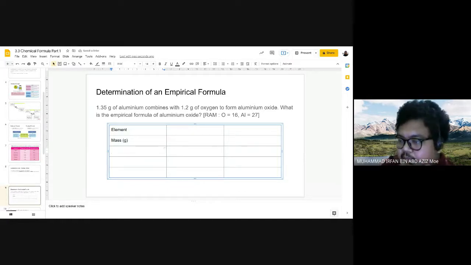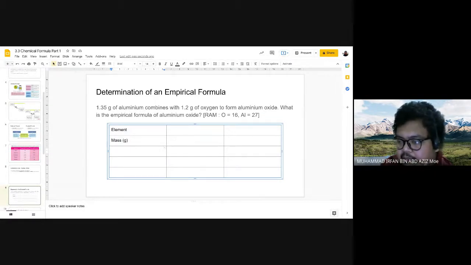Okay, boleh tak? I need you to ambil satu kertas, salin apa yang cikgu buat sekarang ni. Okay, semua dah ambil kertas. You kena ada kertas atas meja.